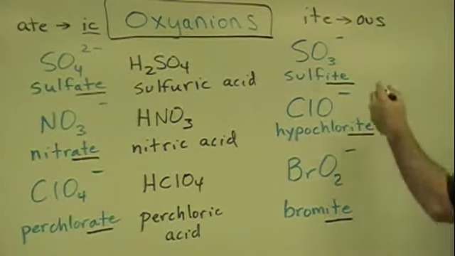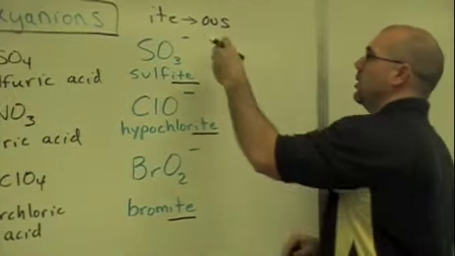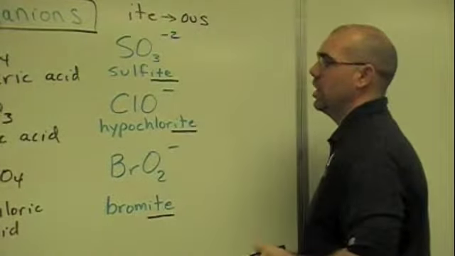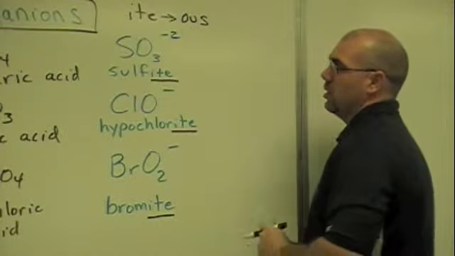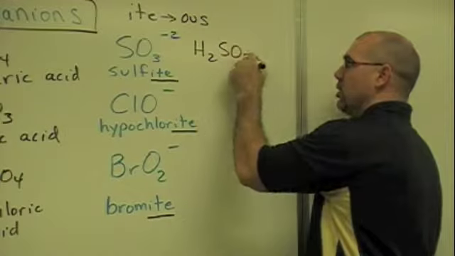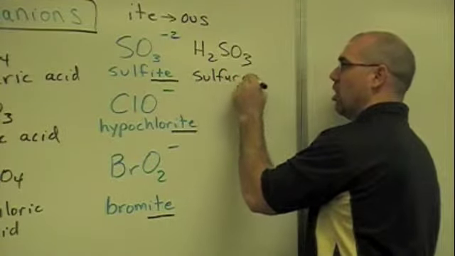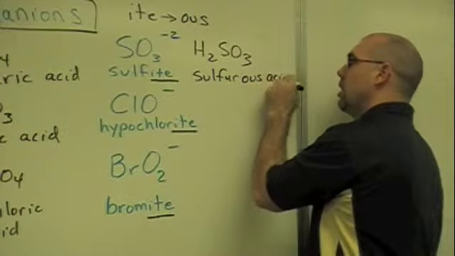Okay, so sulfite has a charge of -2. So it's got to go H2SO3, so that is sulfurous acid.